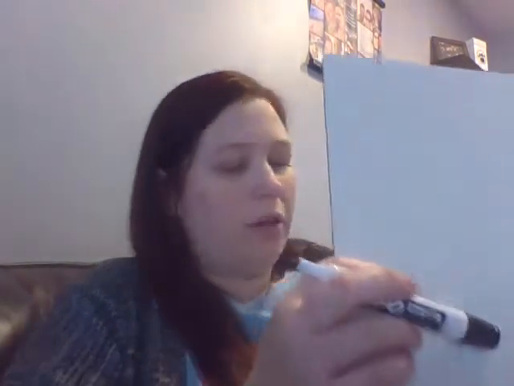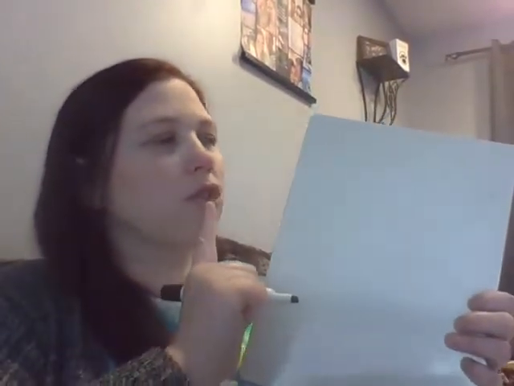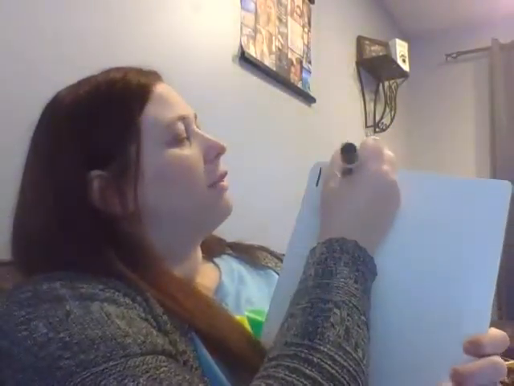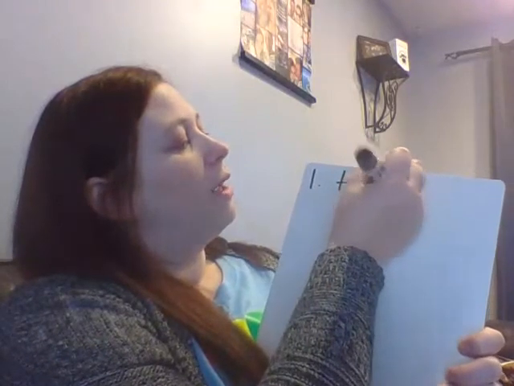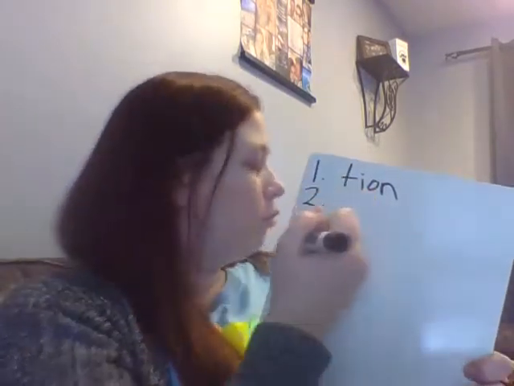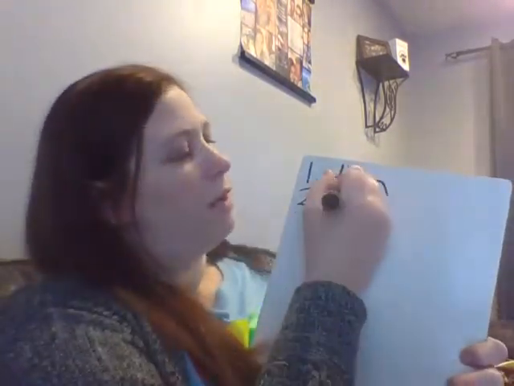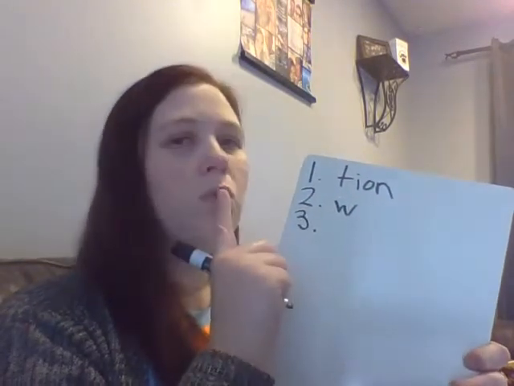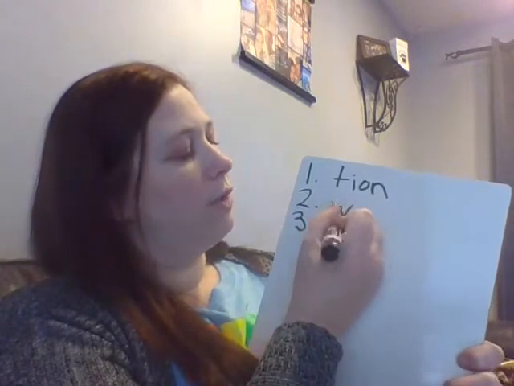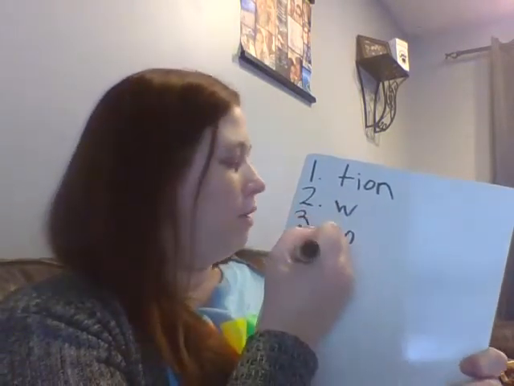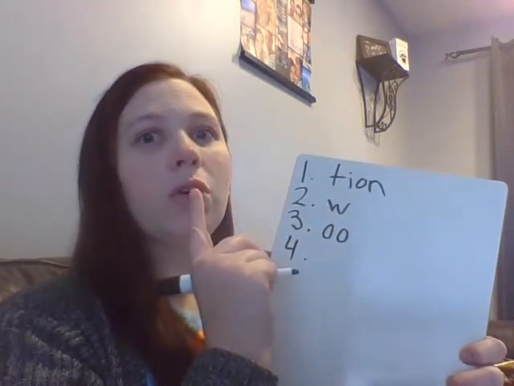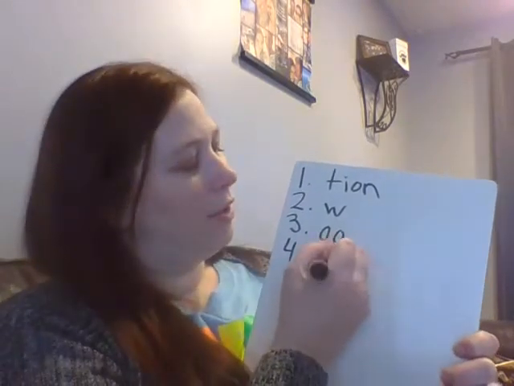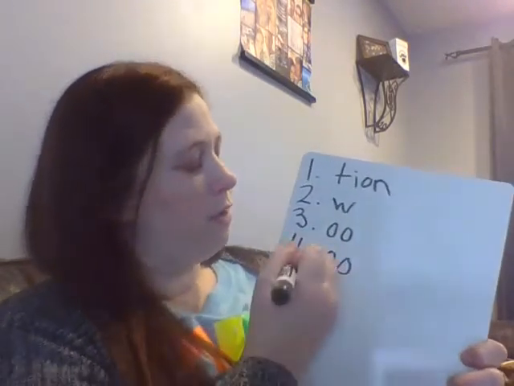Our first initial sound we're going to hear is shun. This is the one we just talked about on the last lesson, shun. That's the T-I-O-N final stable syllable. Number 2 is w, and that's just W. Number 3 is oo, like in tooth, and that's our O-O. Number 4 is like in hook, and that also is O-O.